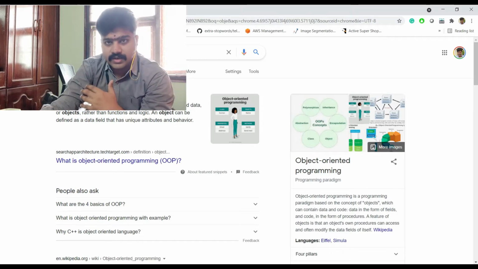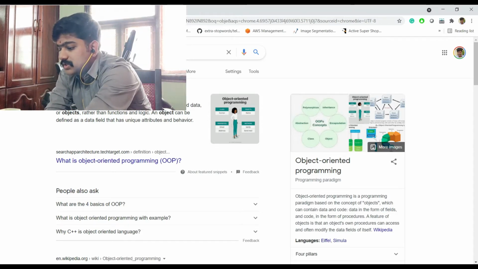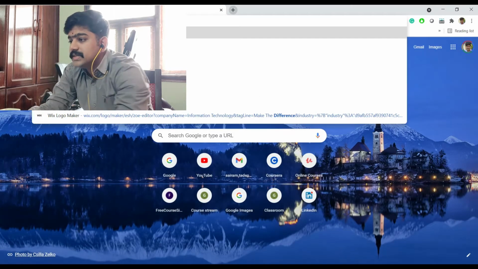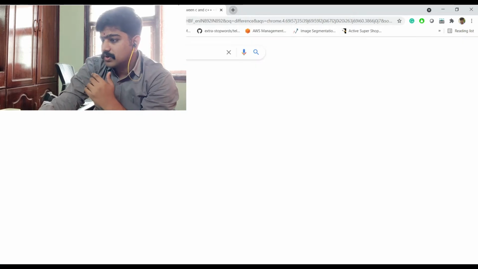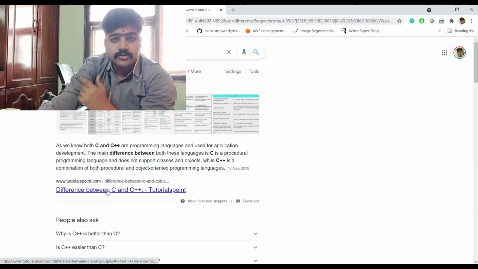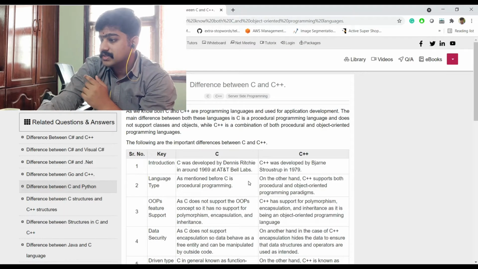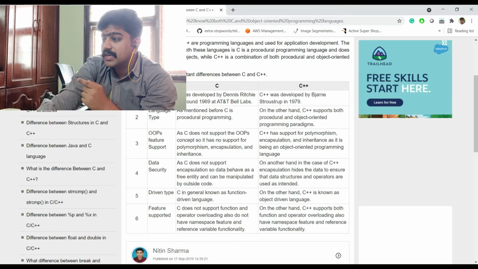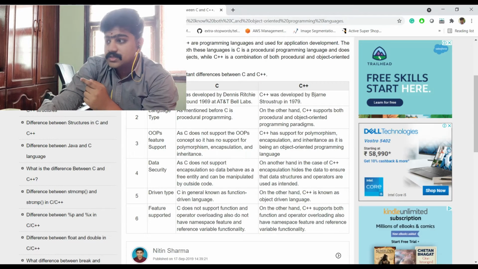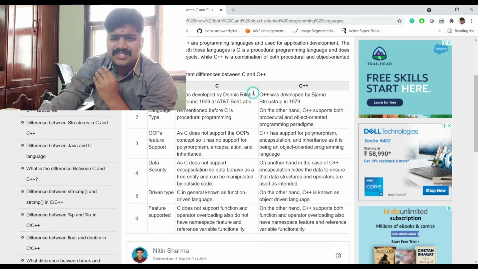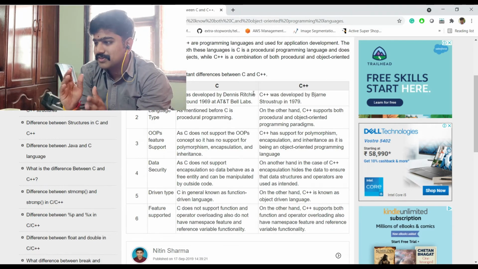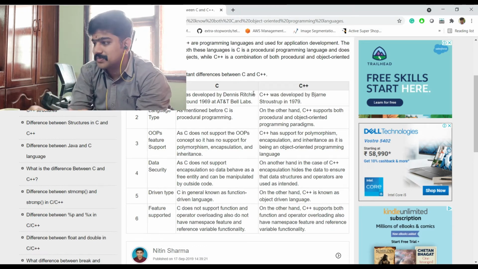So let's check the individual things, and let's see the difference between C and C++. This is one of the important things. You have the Tutorialspoint site where it's defining the difference between C and C++ in 6 different key points. That is introduction. C is developed by, so that's a simple thing. You need not worry about who developed it, in which year, or where it was developed.